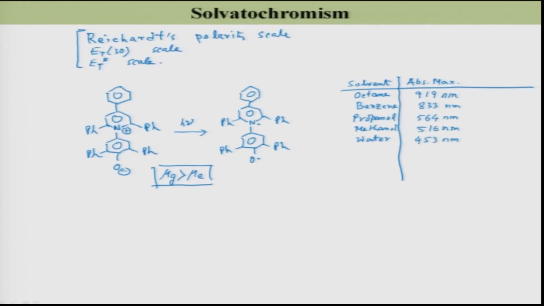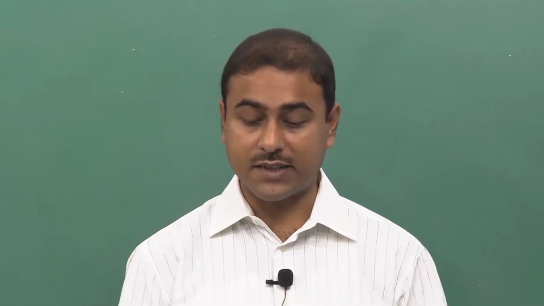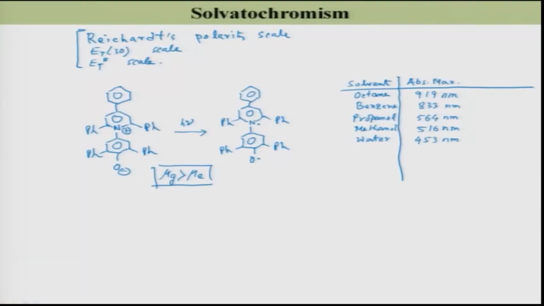So, I can simply plot these different solvents versus absorption maxima, and then for an unknown solvent I can find the absorption maxima and comment on the polarity of the unknown solvent, whether it is like octane or benzene or propanol. However, we can go one step ahead and find out the molar electronic transition energy.